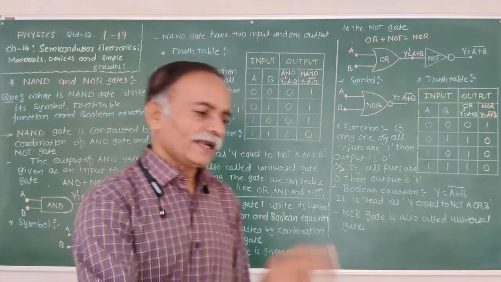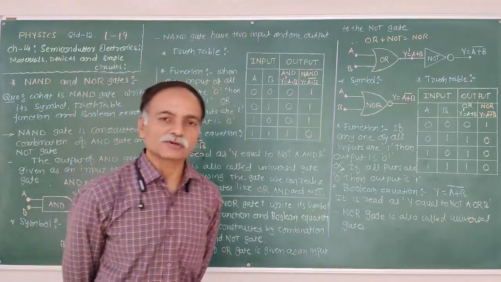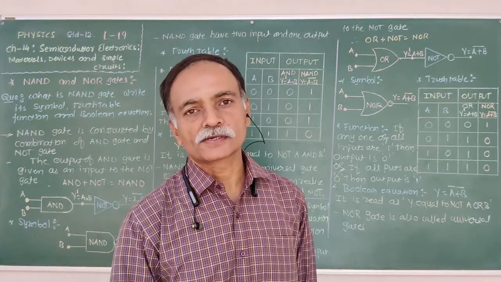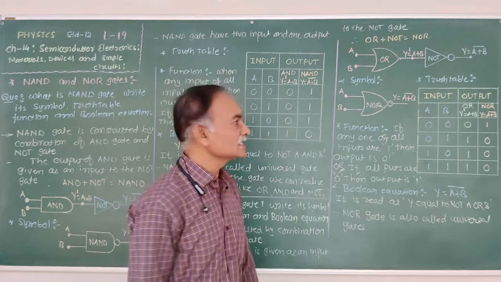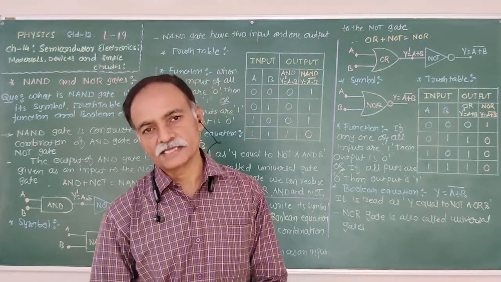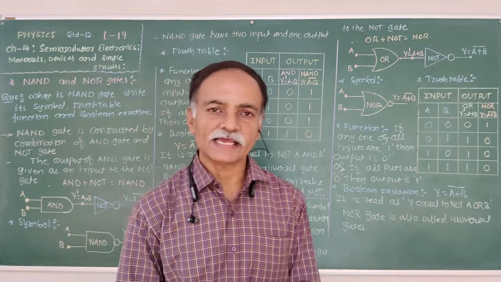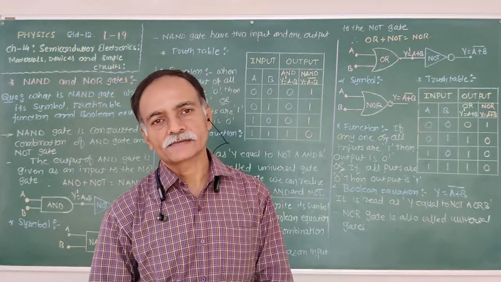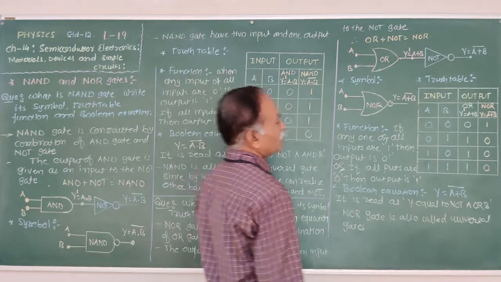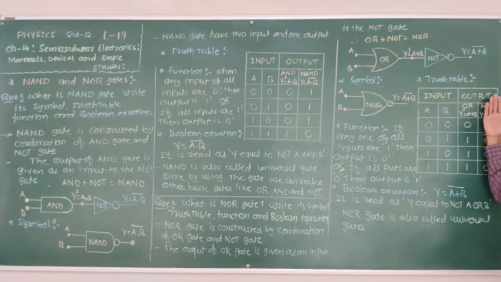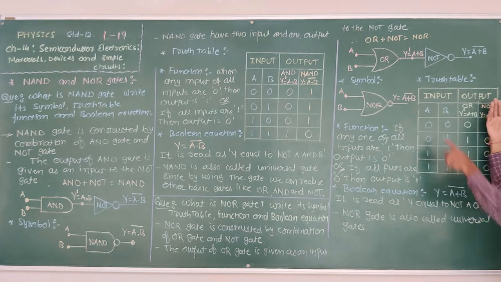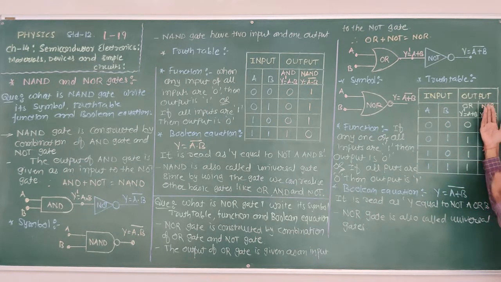Clear? Okay, now what about the OR gate? The OR gate also has two inputs and one output. The Boolean equation is y is equal to a plus b, which is read as y equals a or b. Now the truth table of the OR gate is shown here. If both inputs are 0, we get output 0. Otherwise 1. That means A is 0, B is 1, output is 1. A is 1, B is 0, output is 1. If both are 1, output is also 1.